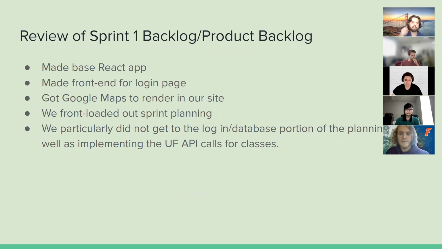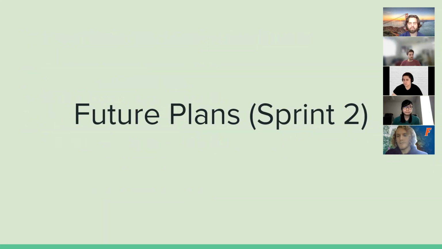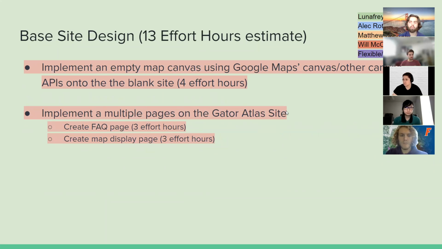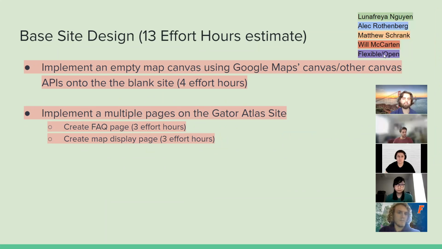Okay, so a review of the Sprint 1 backlog, like as Alex was saying, we didn't get to quite everything. We made the base React app in the front end for the login page like we had hoped, and we got Google Maps to render on a web page. But we kind of front loaded our sprint, as Alex was saying, and didn't quite get to the back end, like the login portion, the database, as well as the UF API calls, which is what we're going to get to in future plans for Sprint 2. So we're going to continue to make the rest of the pages. As I showed in our demo, we don't have the FAQ page and the home page quite set up properly, and we need to integrate Google Maps into the site.